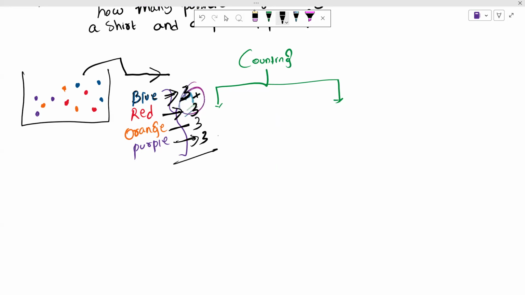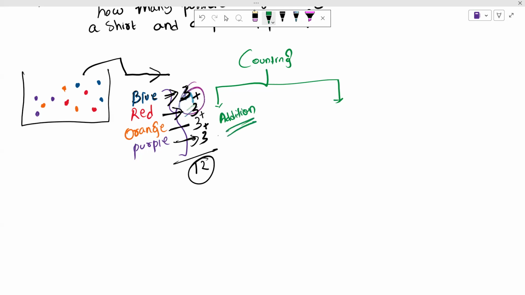So it is 3 plus 3 plus 3 plus 3. Total, how many? What is the answer? So here you will just say, sir, total 12 is there. Now, is there any other possible way? Yes, you can do it. One counting is nothing but the addition.